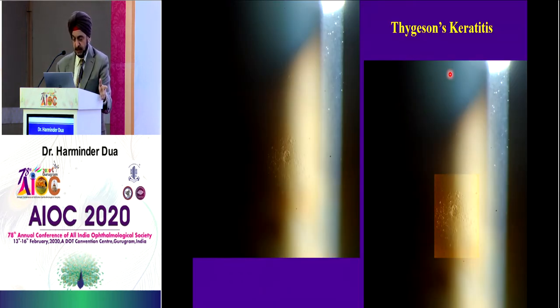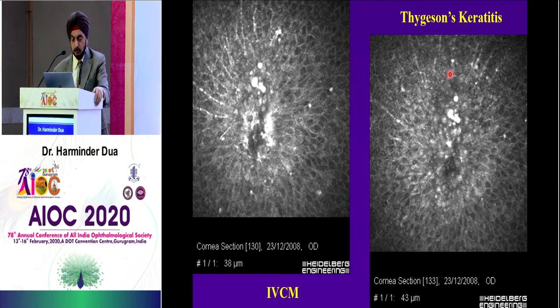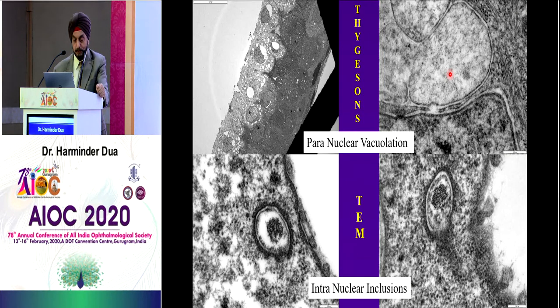And there are some other things, like this is thygeson's. We don't know what causes it. You treat it with steroids, it goes away. They become steroid dependent. You need long-term steroids. But if you have a whole cluster in the visual axis, instead of giving them long-term steroids, you just do alcohol delamination and take the lot off. So this is a confocal image of thygeson's. And interestingly, again, when we did alcohol delamination and took this off, you can see there were some intranuclear and paranuclear evacuation, intranuclear inclusion bodies, suggesting that it might be viral in origin.